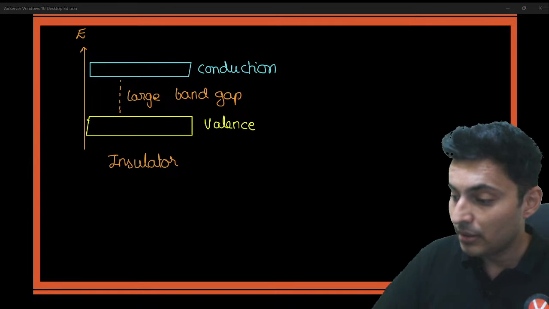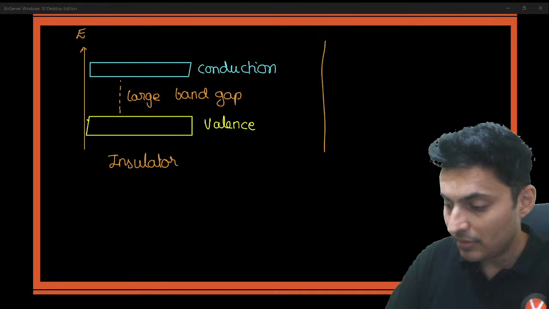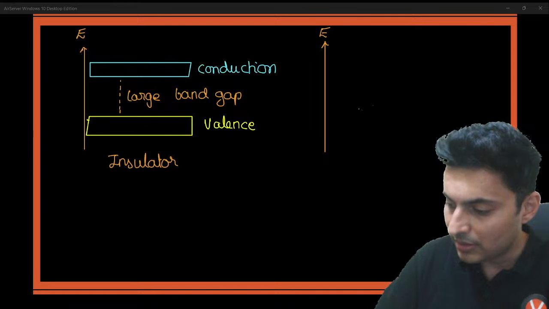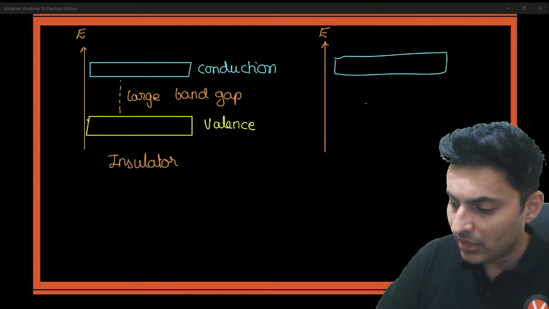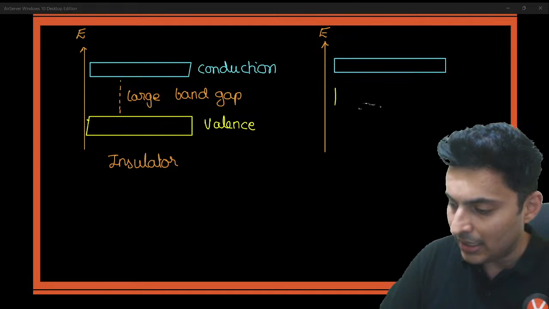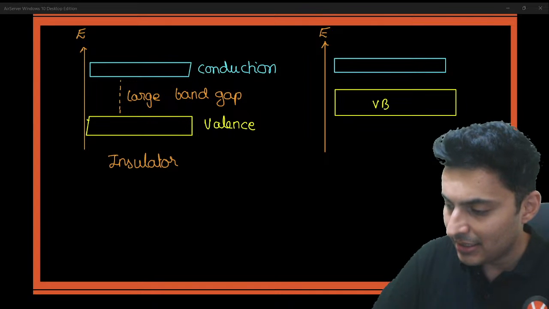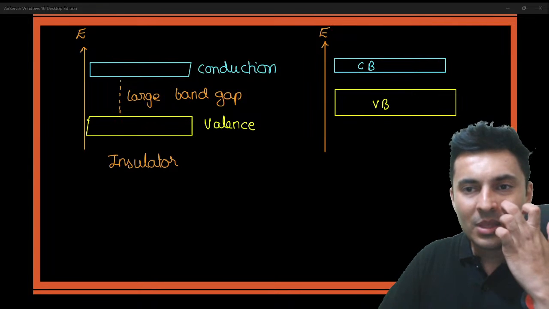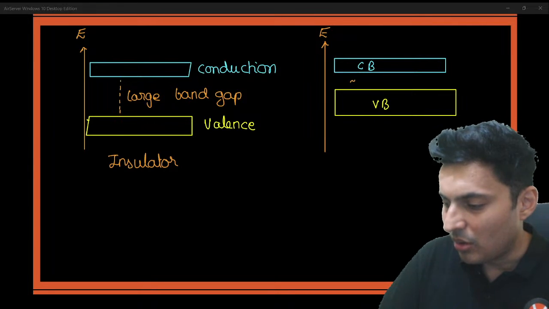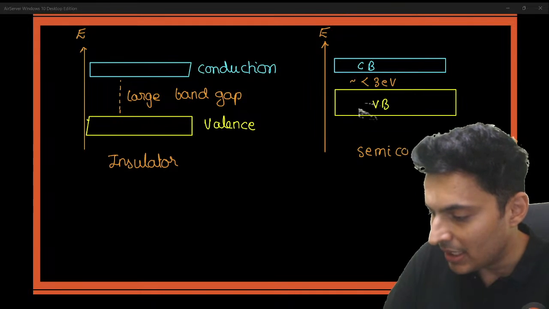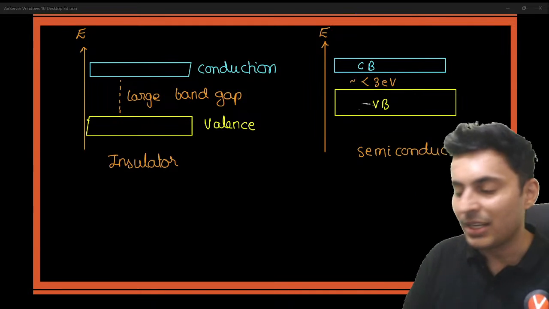It is an insulator. But if the gap between the conduction band and the valence band, this is valence band, this is conduction band, this is typically of the order of less than 3 electron volt, then it becomes a semiconductor. Then it becomes nothing but a semiconductor.